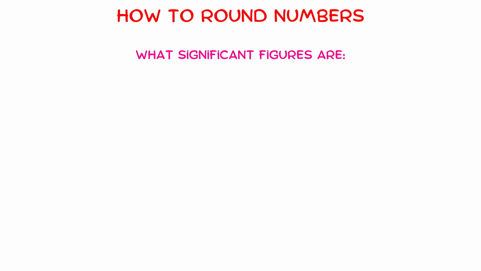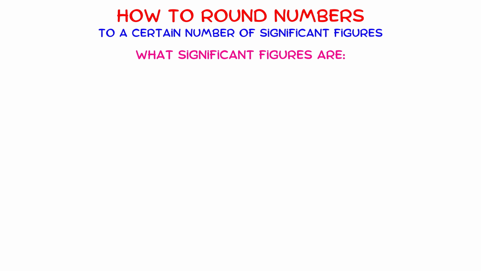In this video, we're going to look at how to round numbers to a certain number of significant figures. To begin, though, let's quickly recap what significant figures are using these two numbers as examples. The first significant figure of a number is the first non-zero digit as you read the number from left to right.